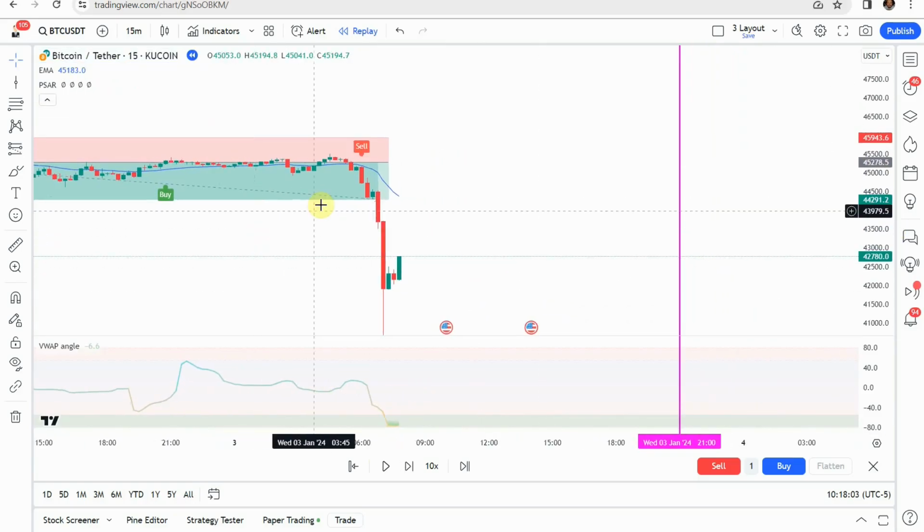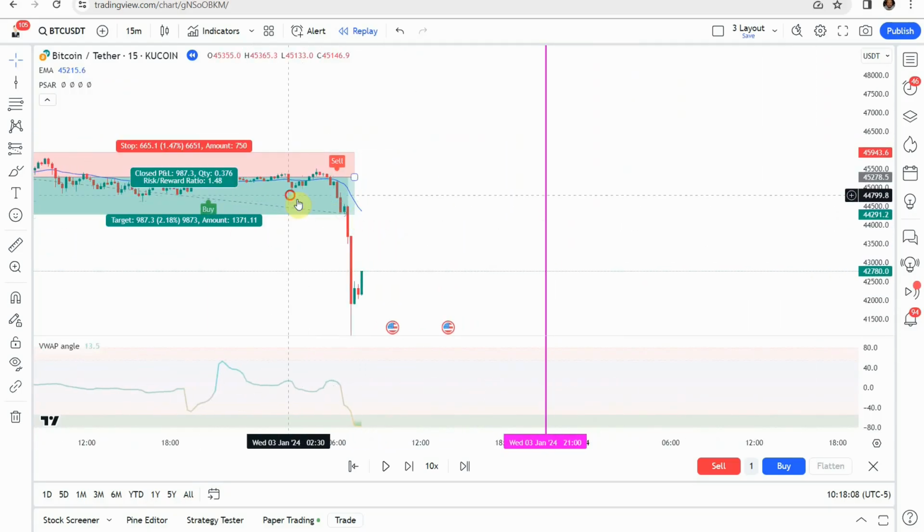Alright, so you see that it takes quite a bit of time, but we then eventually make this break to the downside here, getting us to our take profit.